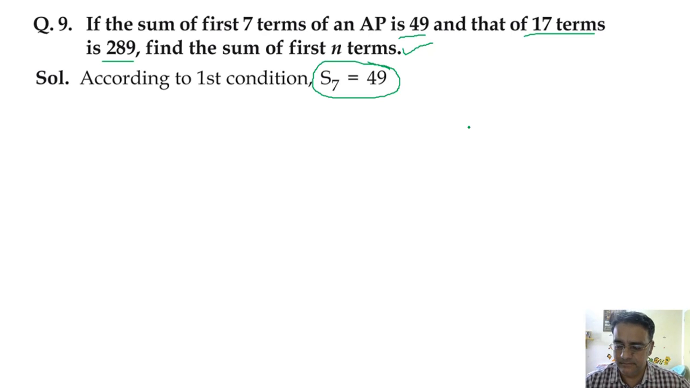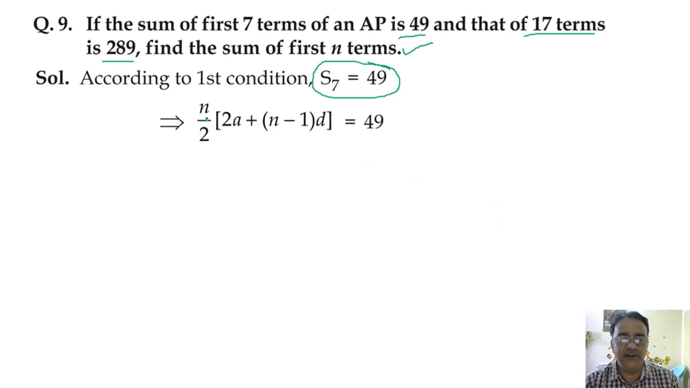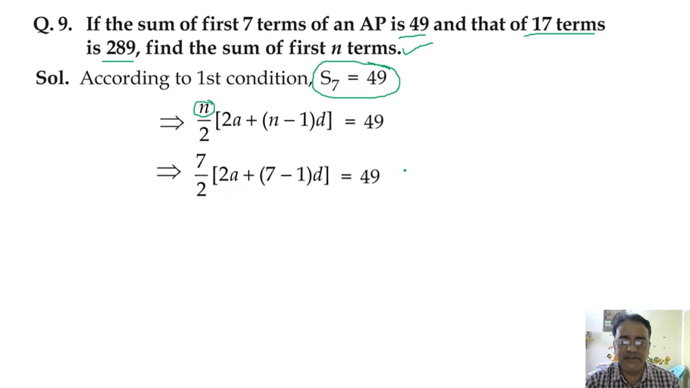Sir, n by 2 into 2a plus n minus 1 into d. Very good. So if you use this formula, it will become 7 by 2 into 2a plus 7 minus 1 into d, or 6d. Is this step clear, all of you? This will become 6d.